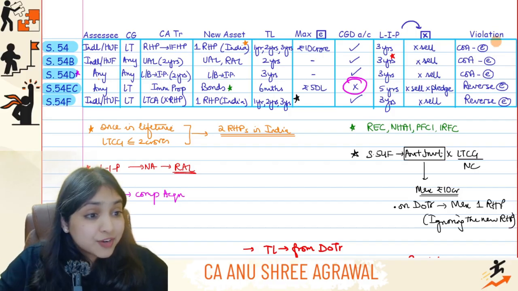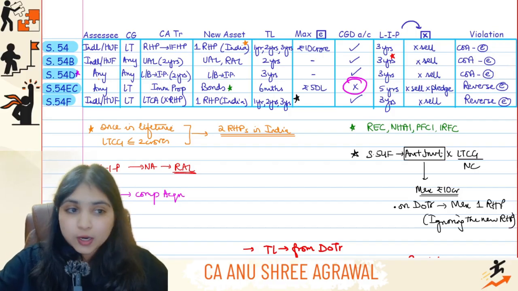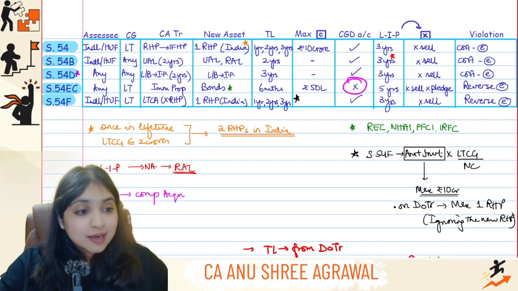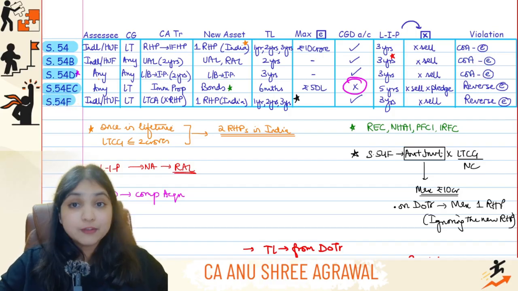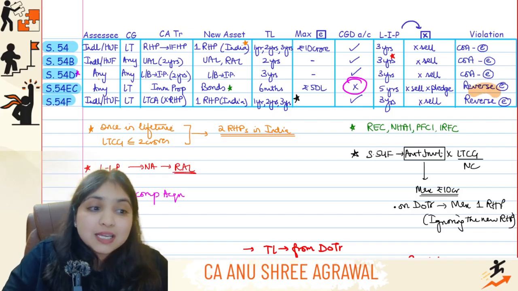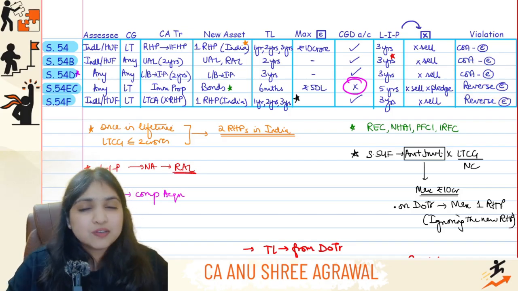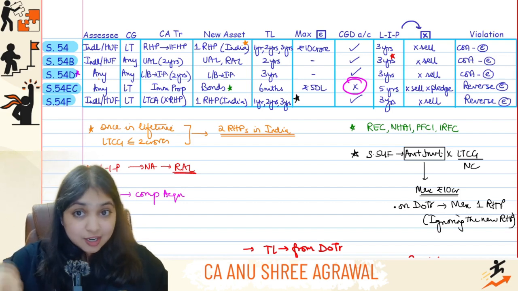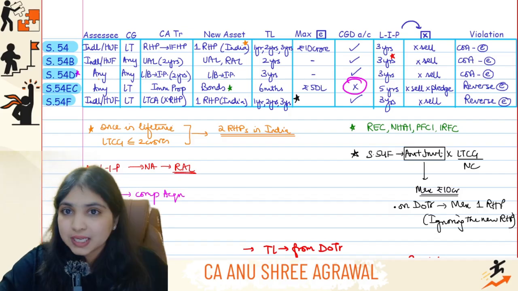In the first 3 sections, if you violate the lock-in period, then we will attack the cost of acquisition. From the cost of acquisition, we will subtract whatever exemption you've enjoyed. But in the last 2 sections, 54EC and 54F, if you violate the lock-in period, we will not attack the cost of acquisition. Instead, we will reverse the exemption, which means however much exemption you had enjoyed earlier will now be taxed in the year of violation as if it is capital gains.